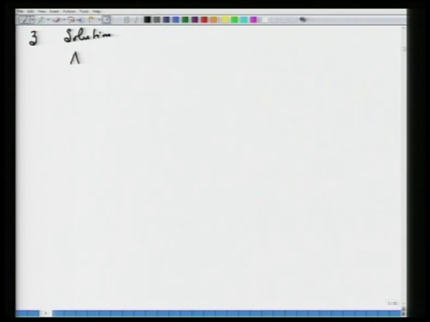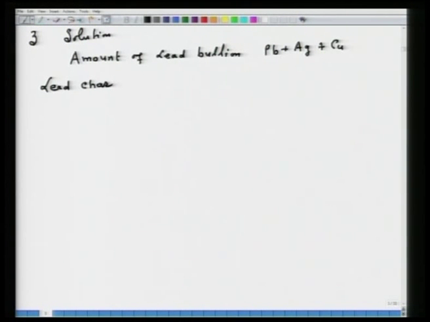First I will calculate the amount of lead bullion. Now here lead bullion consists of lead plus silver and plus copper. This point is to be noted, that all silver is entering into the lead. Now we have to calculate the total amount of lead charged. Lead charge will be from several sources, and that will come to around 77.98 tons.